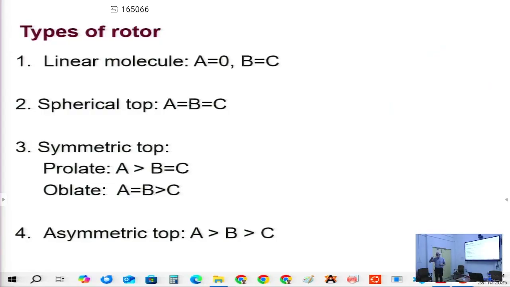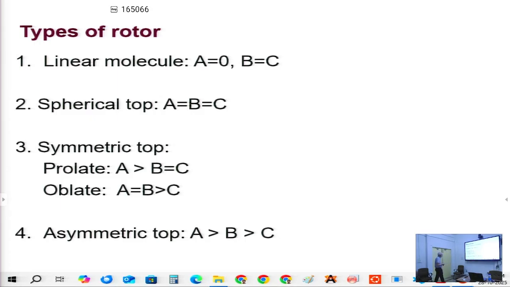You get spherical tops, where all the moments of inertia are equal to each other. Basically, you need at least one axis bigger than a 2-fold axis, and then a second rotation axis, and that will give you a spherical top. And I'm going to give you some examples of molecules that satisfy each of these in a second.